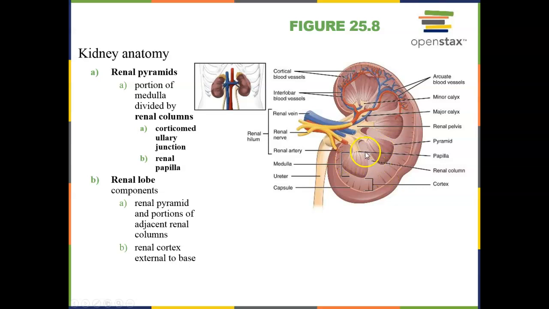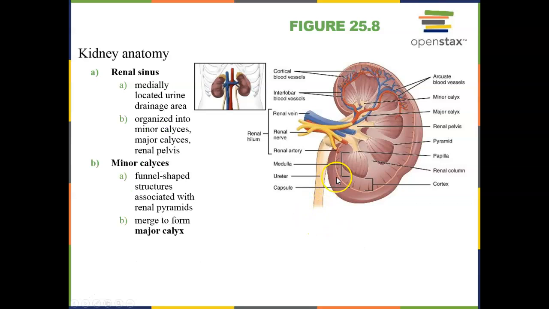The renal columns help to split the medulla into what we call pyramids. So we have these renal pyramids. At the end of these pyramids, we have this area called the renal papilla. The papilla then are going to drain the fluids produced within the renal pyramids into the minor and then the major calyxes.